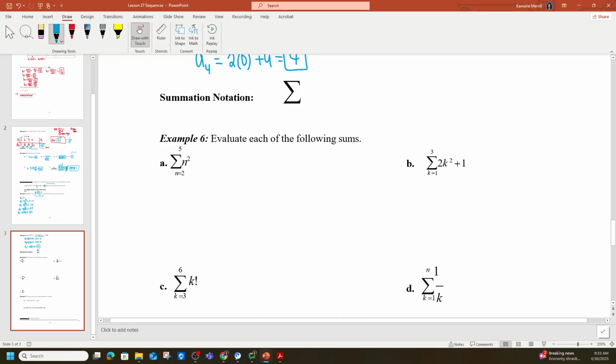So does anybody recognize that symbol? What is that symbol? It does stand for sum. You guys usually see it in Excel sheets when they want to do sum. It's sigma. It is sigma.